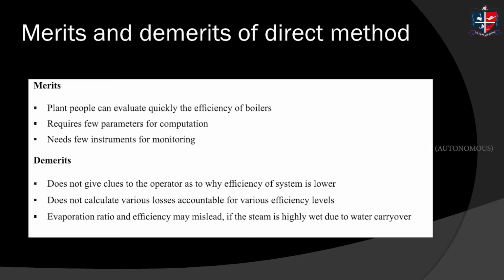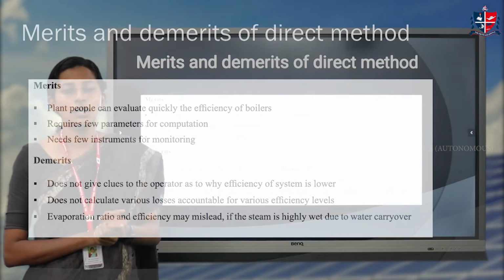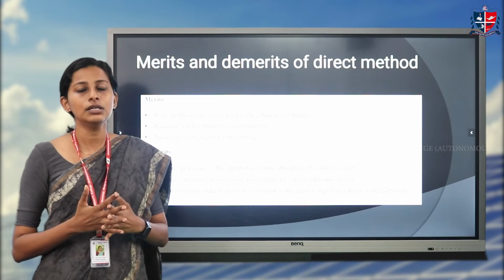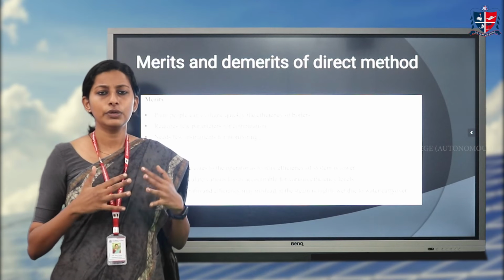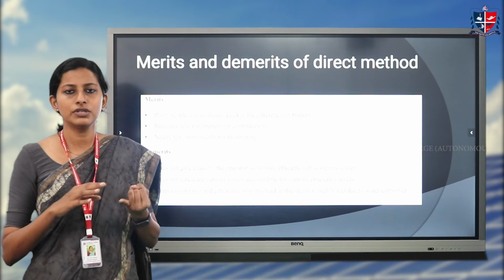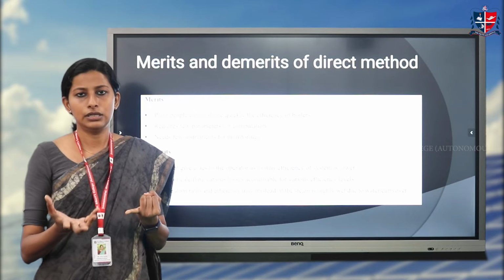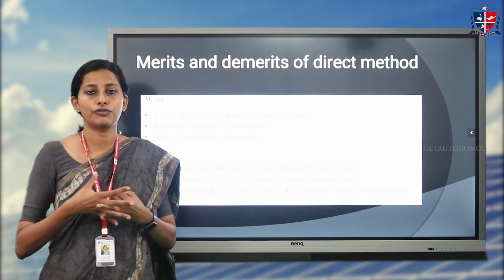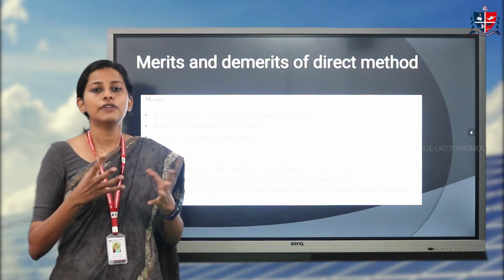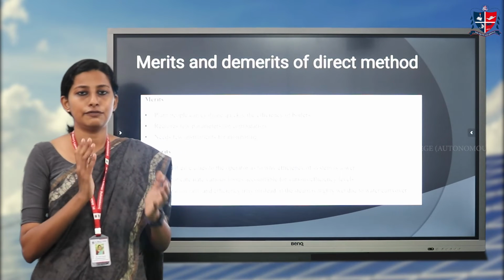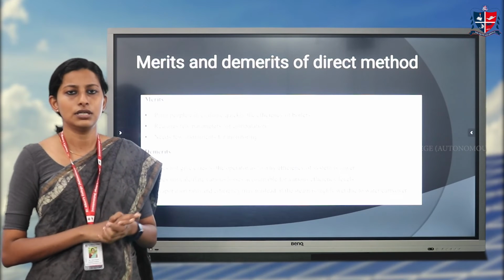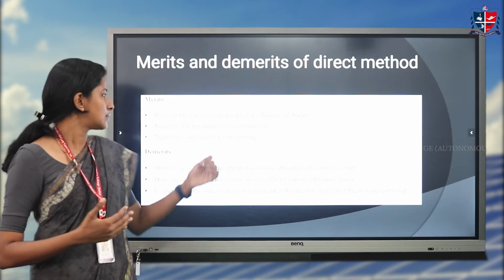Now if we see this method, we can notice that there are some merits as well as demerits. The most important advantage we come across is that in the direct method, the calculations are quite simple. We don't need many apparatus for measurements. What we just need is a flow meter to note down the readings, as well as the calorific values or the enthalpy values. If that much is there, you can easily find out the efficiency and the evaporation ratio. There are no complicated calculations here. At just a glance, it is easy. So that is the main advantage.